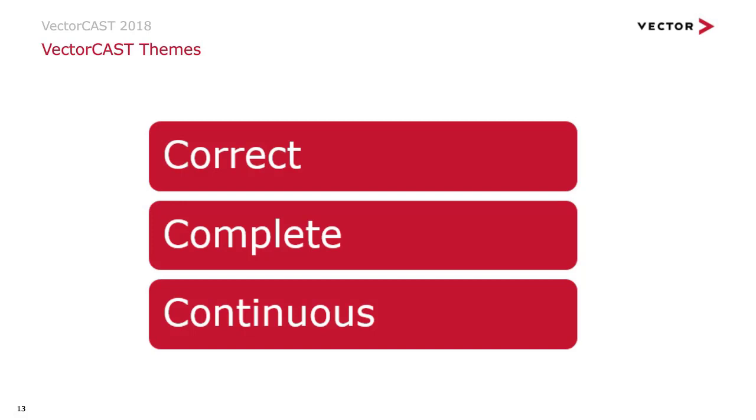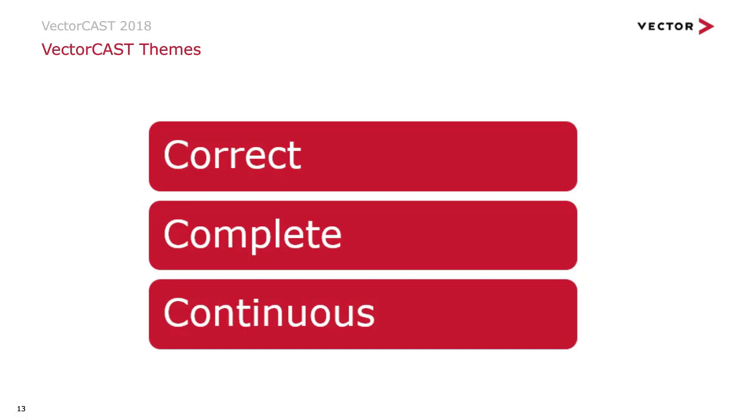Alicia at the beginning mentioned that there are some resources that are also sent to you with the webinar information, and there are 3 blog posts that are included in those resources, and those 3 blog posts correlate to each one of these. So we have a blog on correct, we have a blog on complete, and we have a blog on continuous.